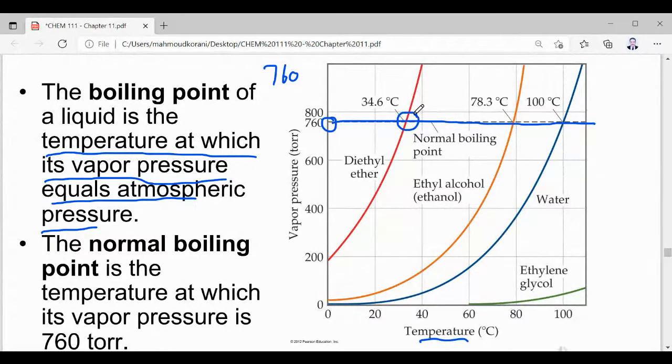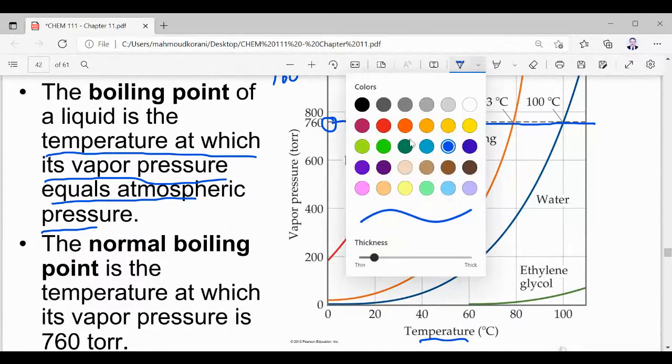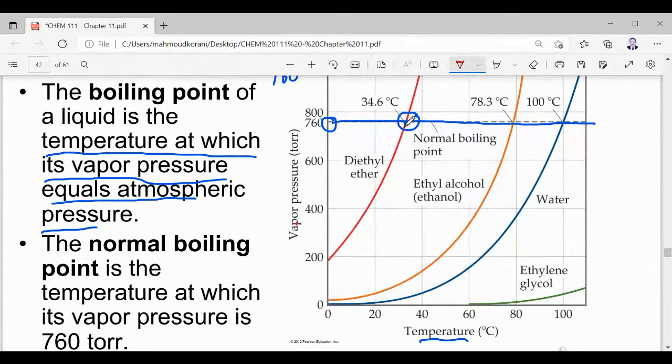This one will be the normal boiling point for diethyl ether. You can get it just from extrapolation, right? Draw a line parallel to the y-axis to intersect. Okay, it will be that one. Okay, 27. I'm sorry, 34.